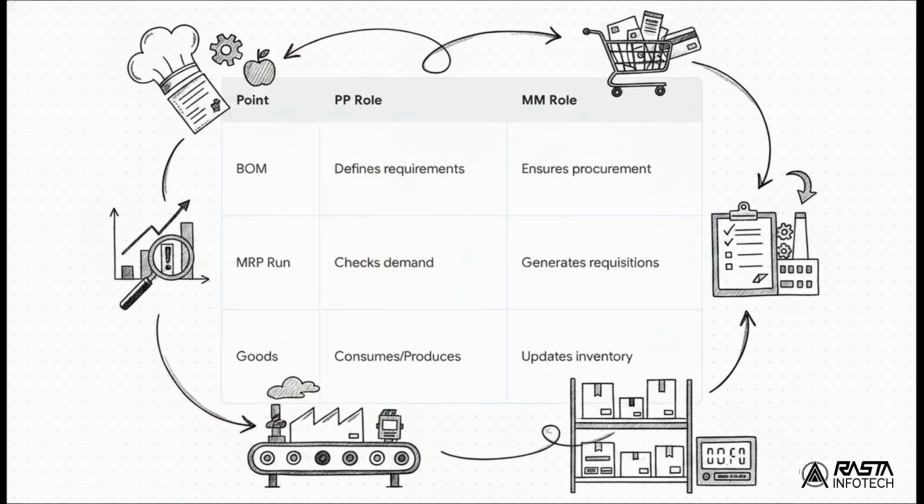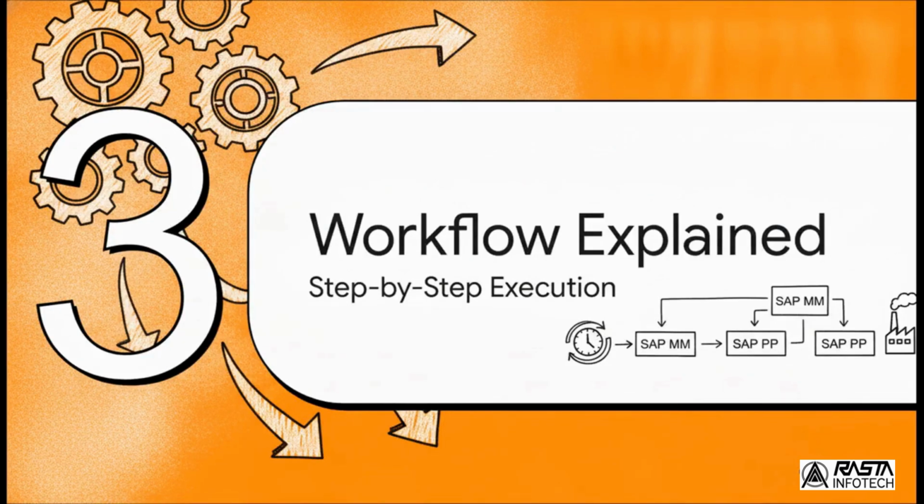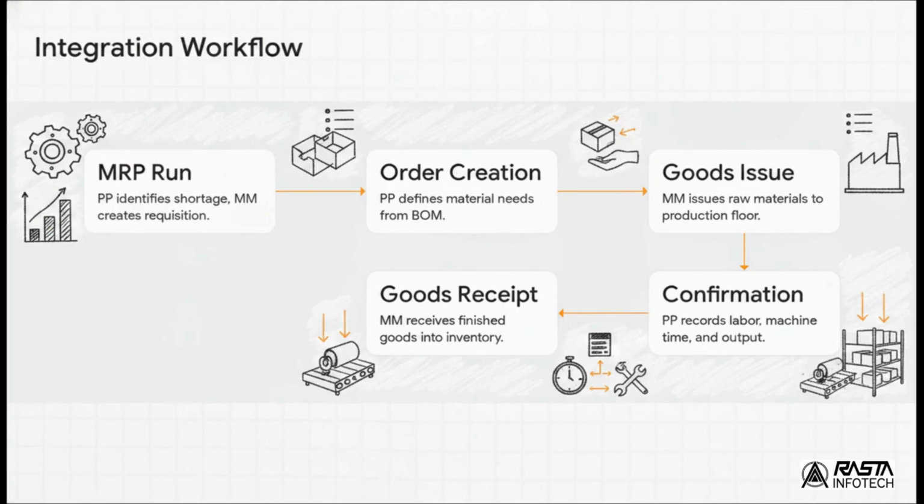And finally, goods issue and receipt. As PP actually consumes the raw materials and produces the final goods on the floor, MM is right there in the background, instantly updating the inventory levels. It's this perfect, continuous dance between planning and managing. Section 3, the integration workflow explained. Let's move on and see how this all builds in real time.